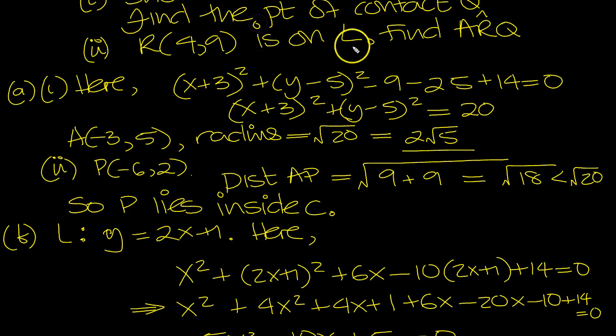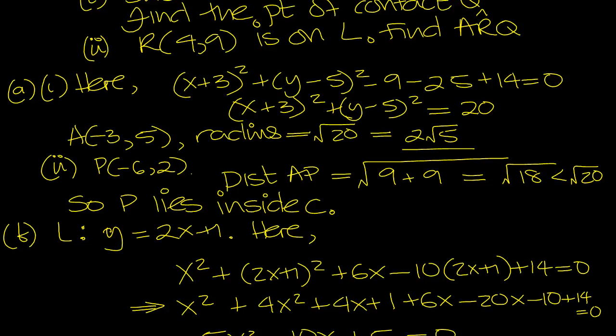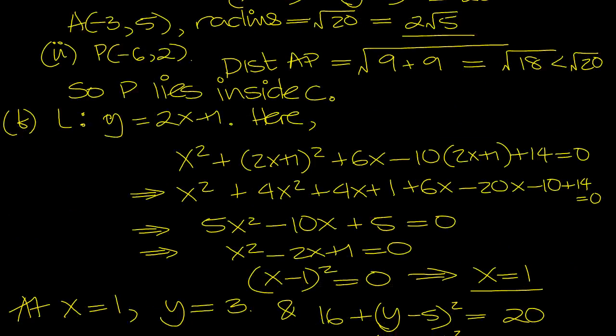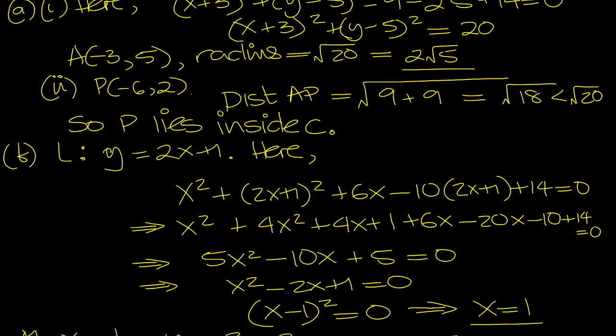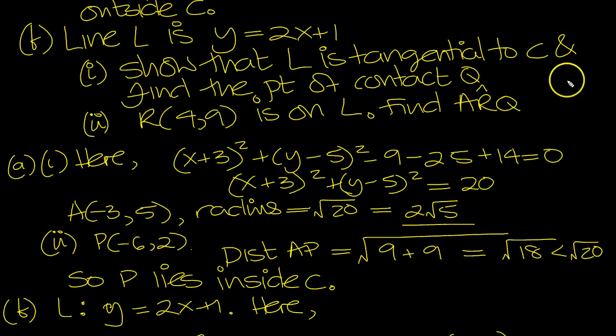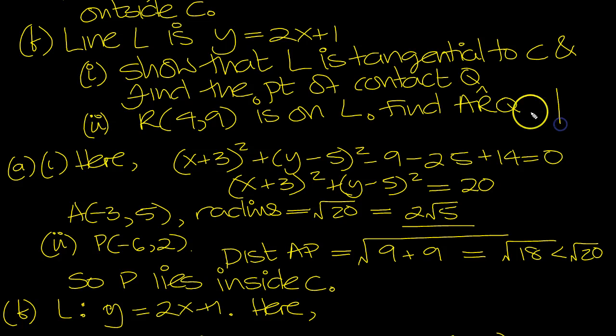R (4, 9) is on L. Find angle ARQ. Ooh. So we've got our circle, so I'm going to draw a little sketch of it. Just a quick, tiny little sketch, perhaps. Okay, so I'm going to need to do a sketch of this. Let's just do a quick one here, because of space, I haven't got much room.